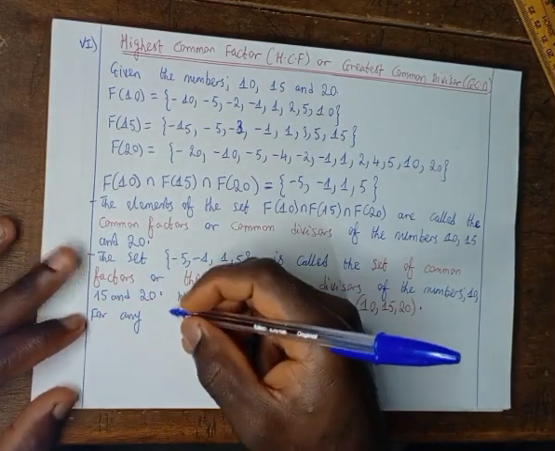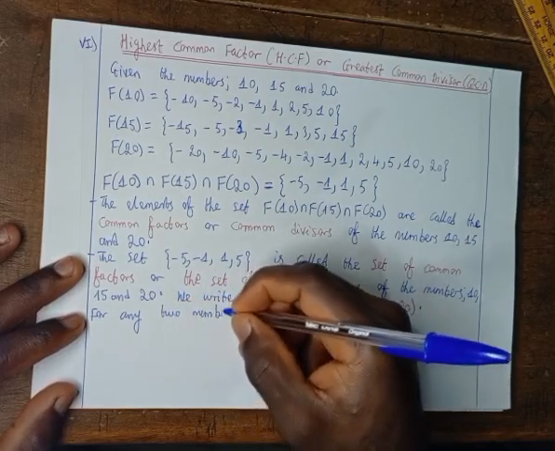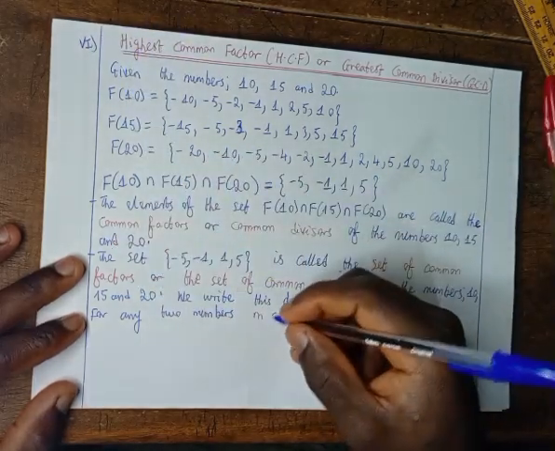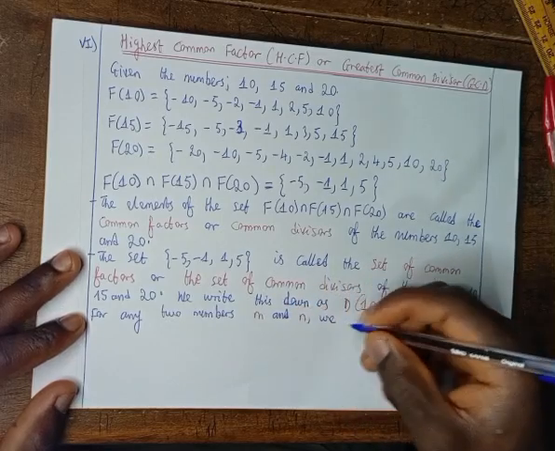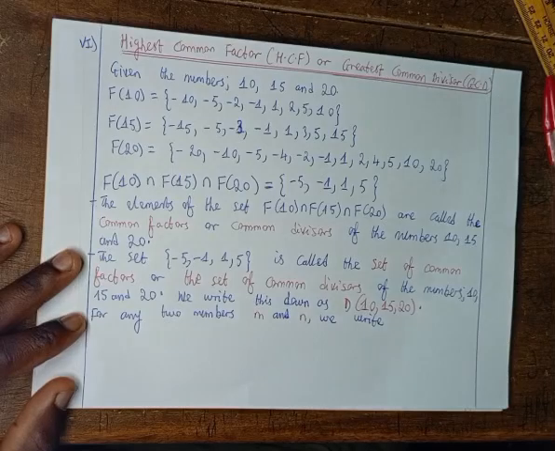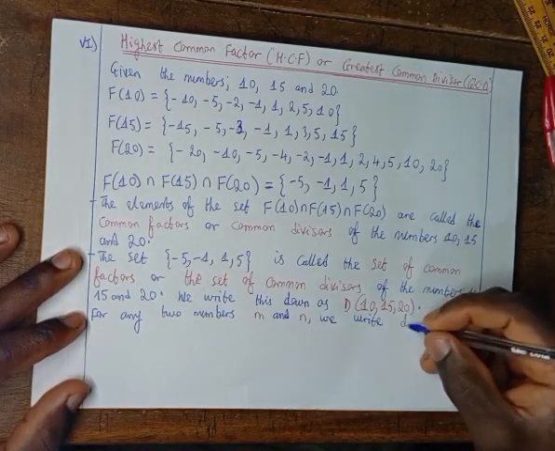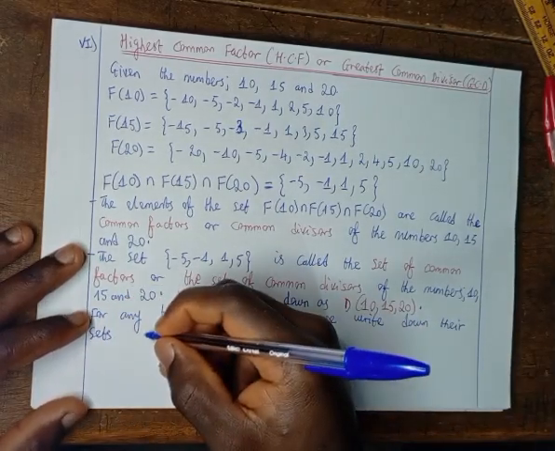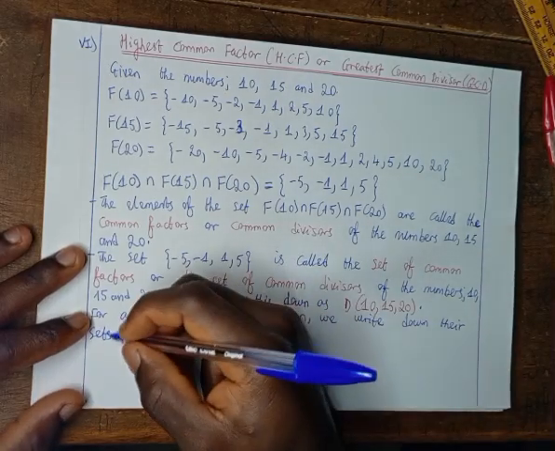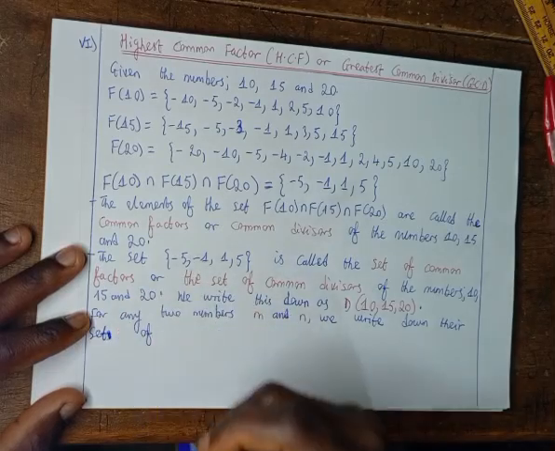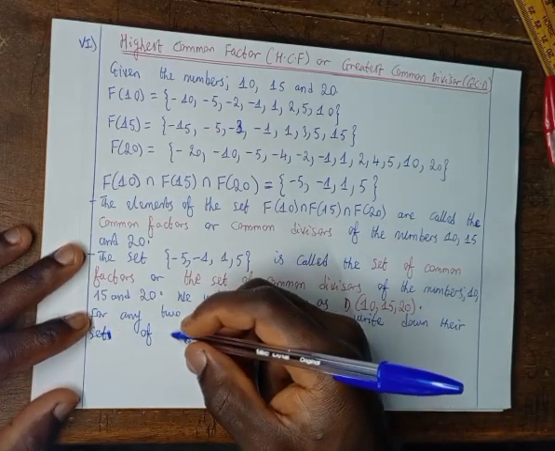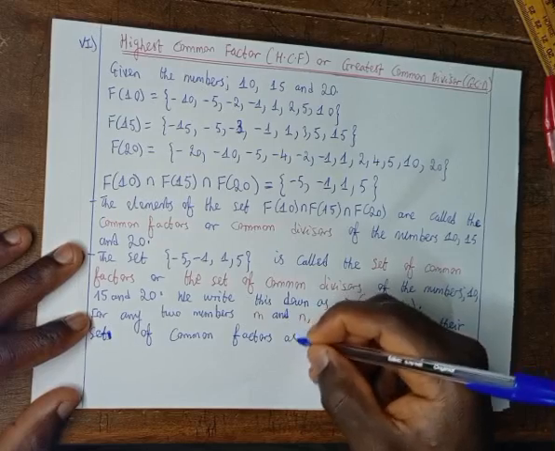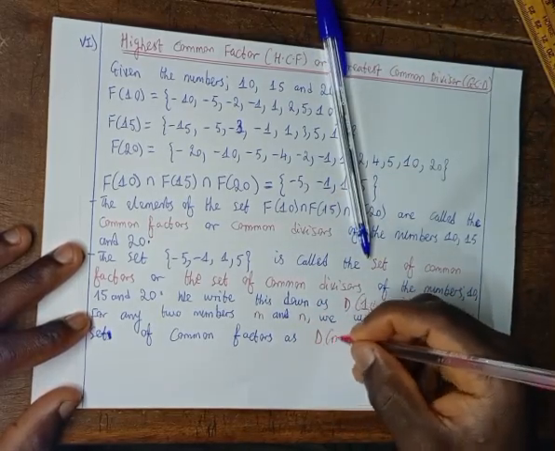Continuation: for any two numbers, m and n, we write down their set of common factors as, this is how we write down their set of common factors, d of m, n. This is a single set.